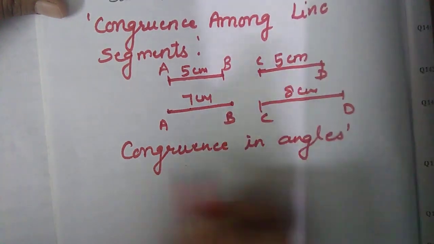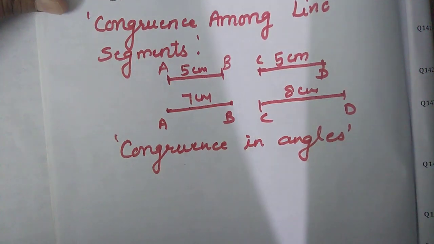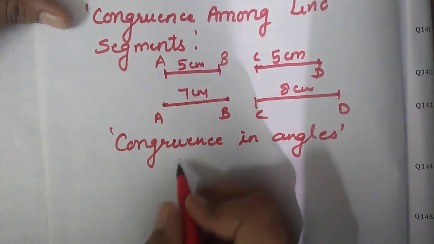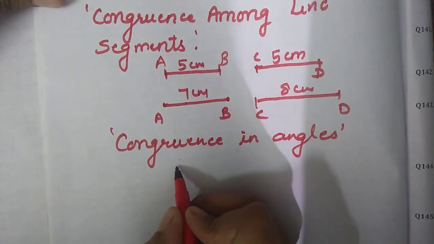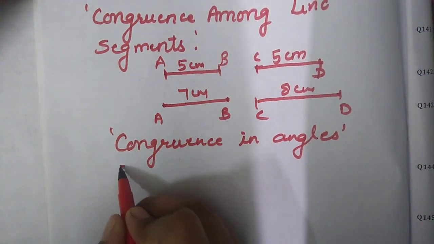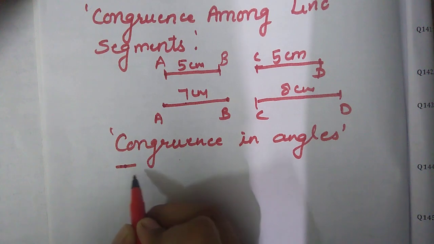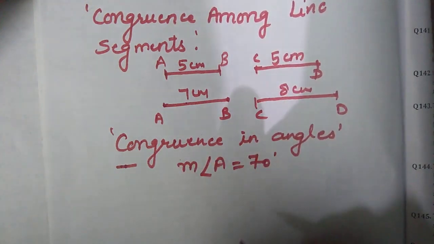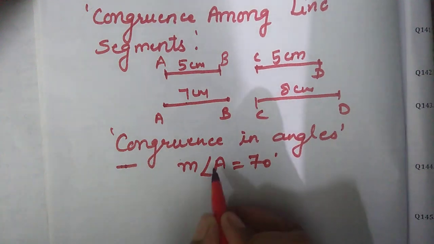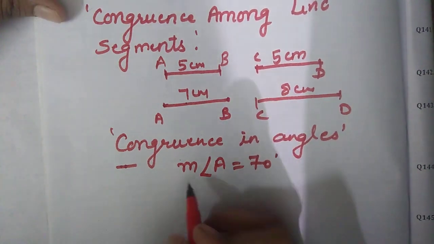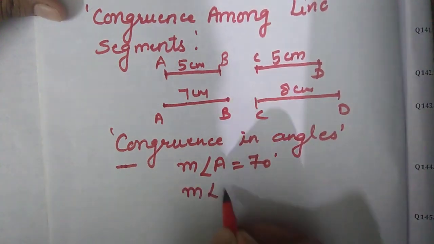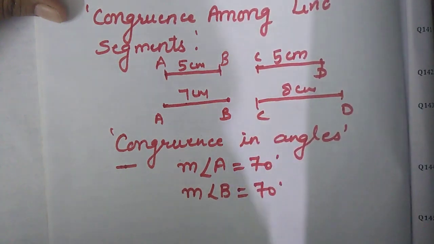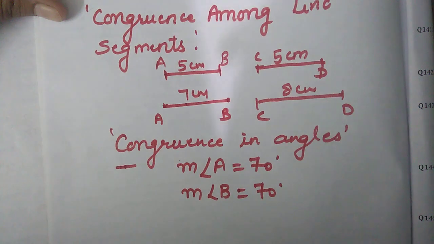Now in the same case, if I am saying congruence in angles, what do you mean by this? Congruence in angles means angles having the same measurement. If the measurement of one of the congruent angles is, let it be 70, and angle A is congruent to angle B, then it is obvious that the measurement of angle B must be 70.